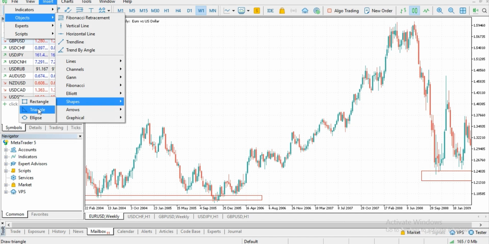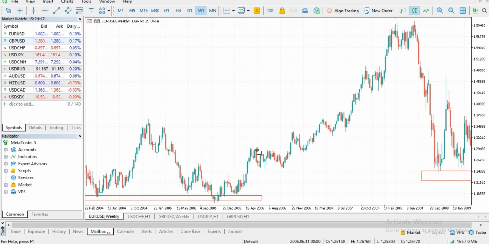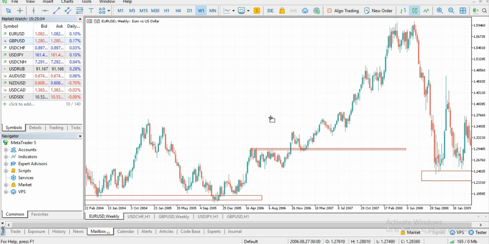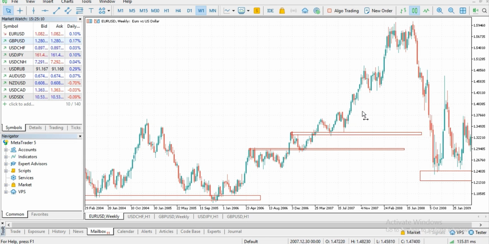So this was a resistance that has turned to support. You can see it. Price broke through it, came back to it, and bounced off again. Same thing goes to this one also. You see it here, right? See how price tends to respect those levels very well.